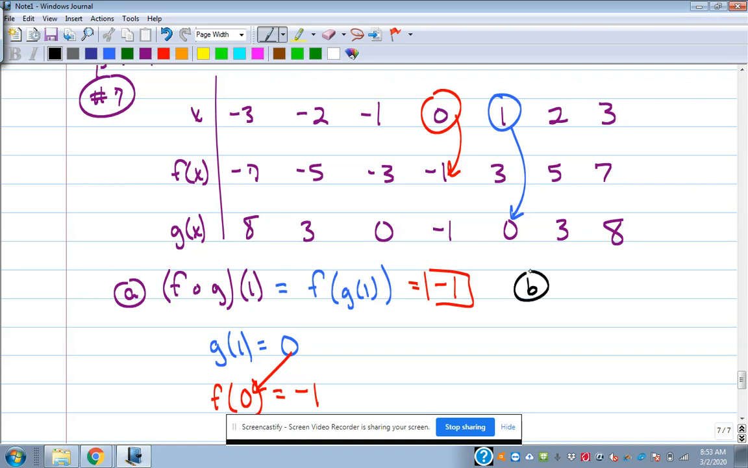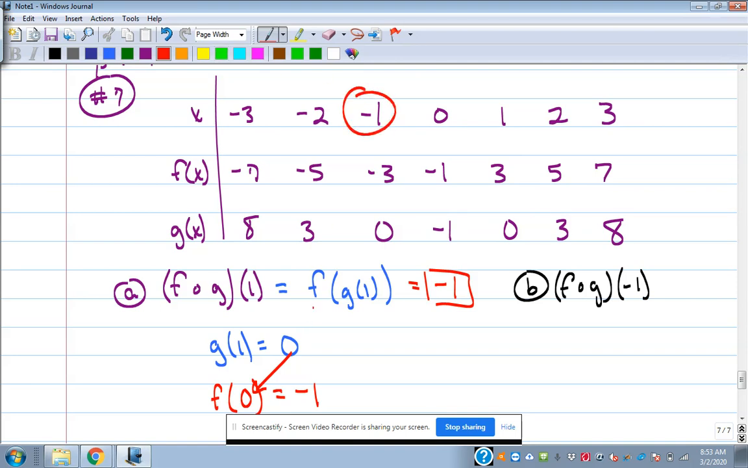B part, what's it ask for? It asks for f composed with g of negative 1. So what's the first thing that I need to find? Negative 1 on the x row. So I'm finding g of negative 1 first, which would be 0. And then the next thing I'm finding is f of 0, which is negative 1 again. Okay. Find a different one here. Let's do C part. C is a good one.